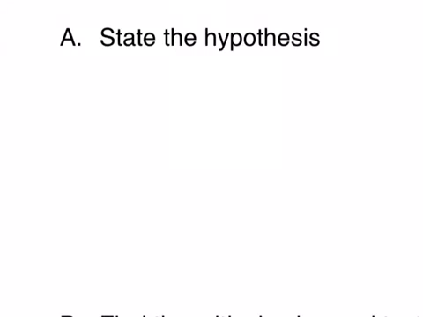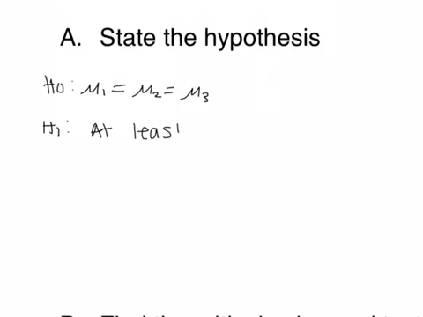The first thing we want to do is state the hypothesis. The null hypothesis is always mu1 equals mu2 equals mu3. The alternative hypothesis is at least one of the means differs from the others.